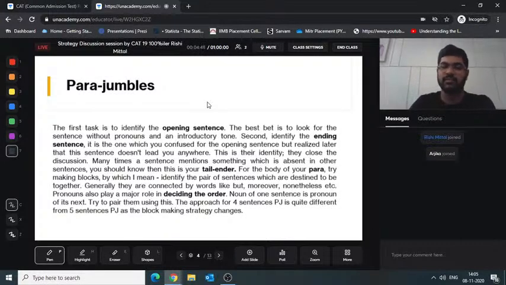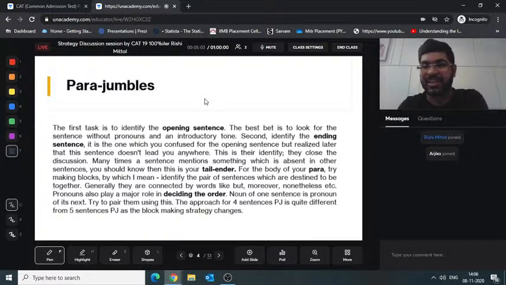This approach is best for four-sentence para-jumbles, and for five sentences it's a little different because the block-making strategy changes. And in my personal opinion, five-sentence para-jumbles are much easier than four-sentence para-jumbles.